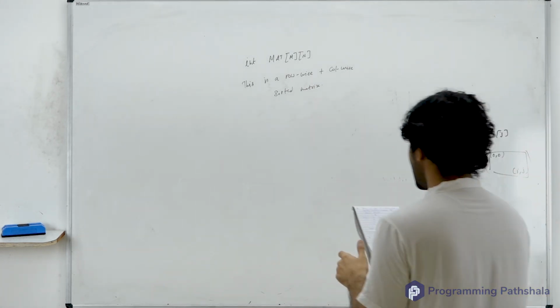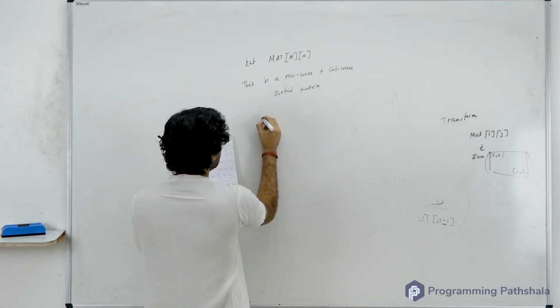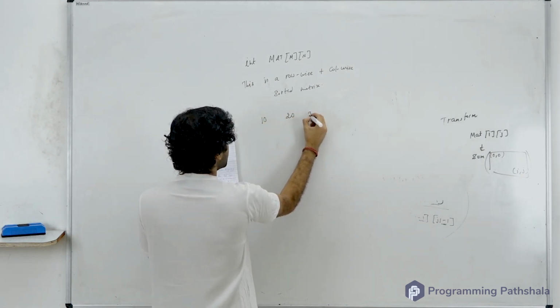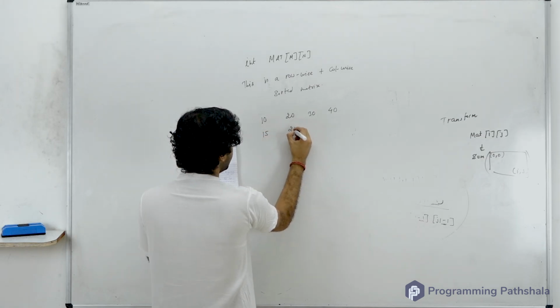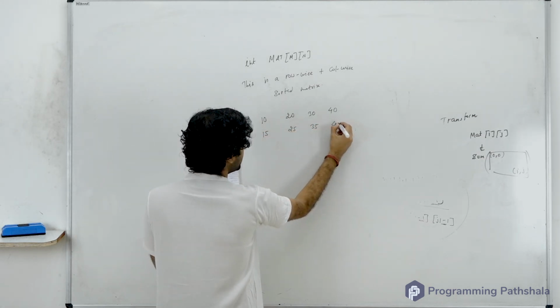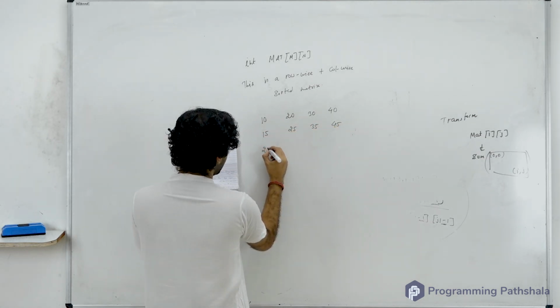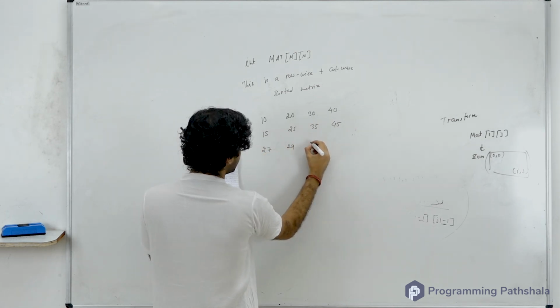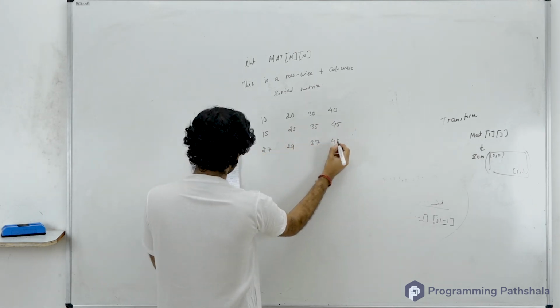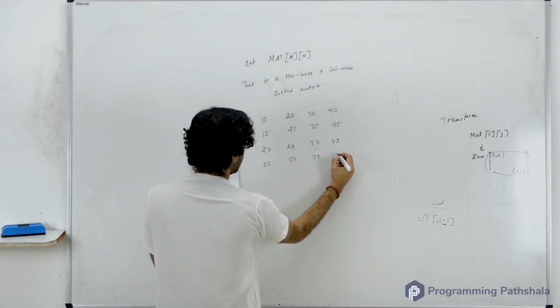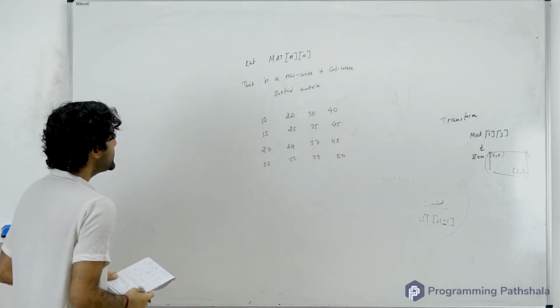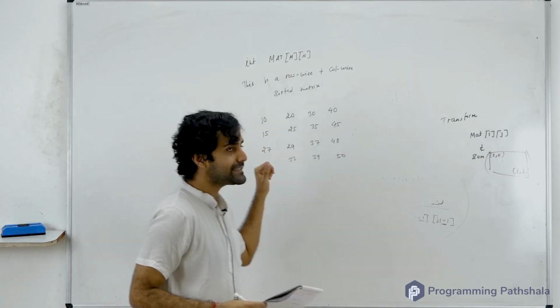Okay, so let's take an example: 10, 20, 30, 40, 15, 25, 35, 45, 27, 29, 37, 48, and then 32, 33, 39, and 50. So there is a matrix which is row wise and column wise sorted.